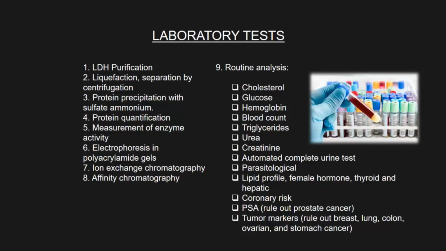6. Electrophoresis in polyacrylamide gels. 7. Ion exchange chromatography. 8. Affinity chromatography. 9. Routine analysis, for example, cholesterol, glucose, hemoglobin, blood count, triglycerides, urea, creatinine, automated complete urine test, bioserological, lipid profile, female hormone, thyroid, and hepatic.